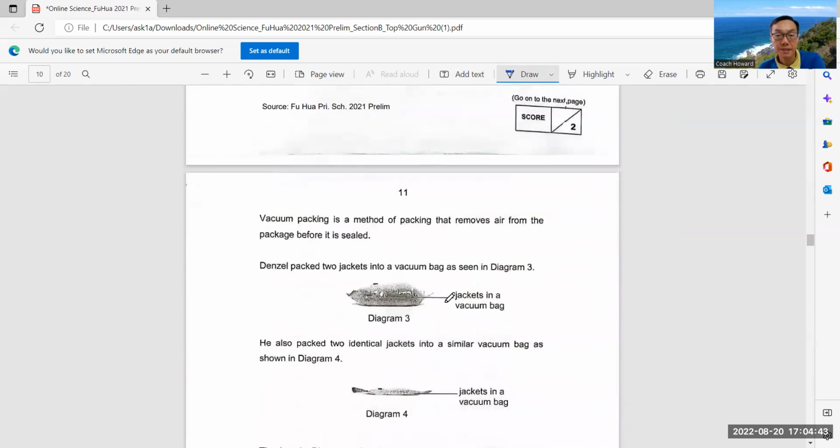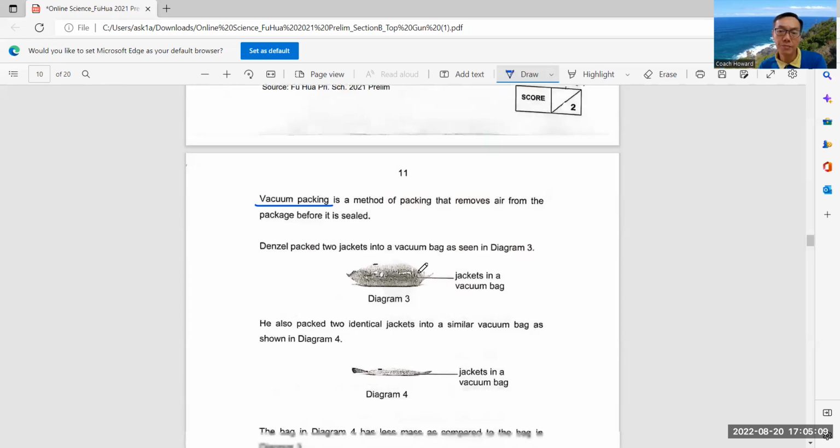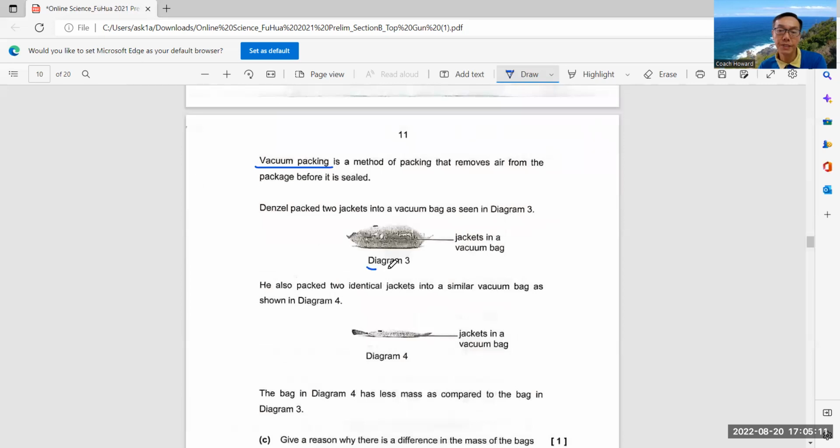Next, vacuum packing. I believe some of our parents have done this before, when you pack a lot of things for an overseas trip to save space. They use a vacuum cleaner to suck out the air in a specially bought vacuum bag. So Denzel packed 2 jackets in a vacuum bag as shown in diagram 3. He also packed 2 identical jackets in a similar vacuum bag as shown in diagram 4.